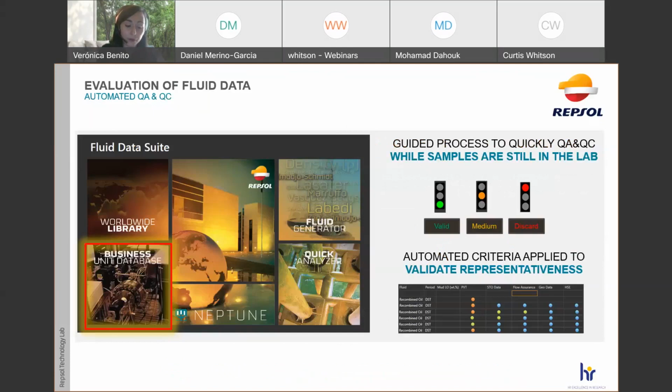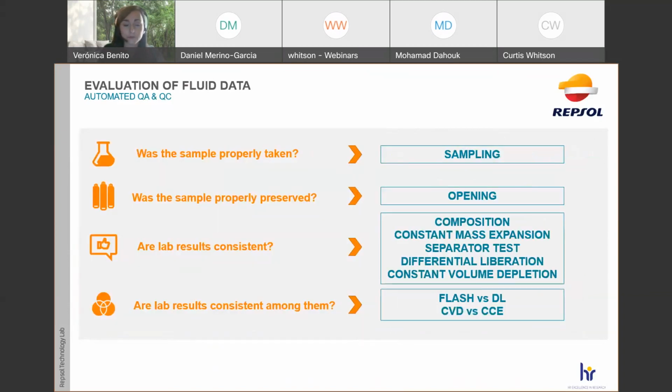So after sampling, the fluid samples are analyzed in the PVT lab and also the flow assurance laboratory. And as mentioned previously, these experiments are not 100% standard, and some inconsistencies could be obtained. So it's necessary to implement a fast, guided process to quickly evaluate the consistency of the analysis, even while the samples are still in the lab. Based on automated criteria that we apply to the different experiments, we can evaluate the sample representativeness.